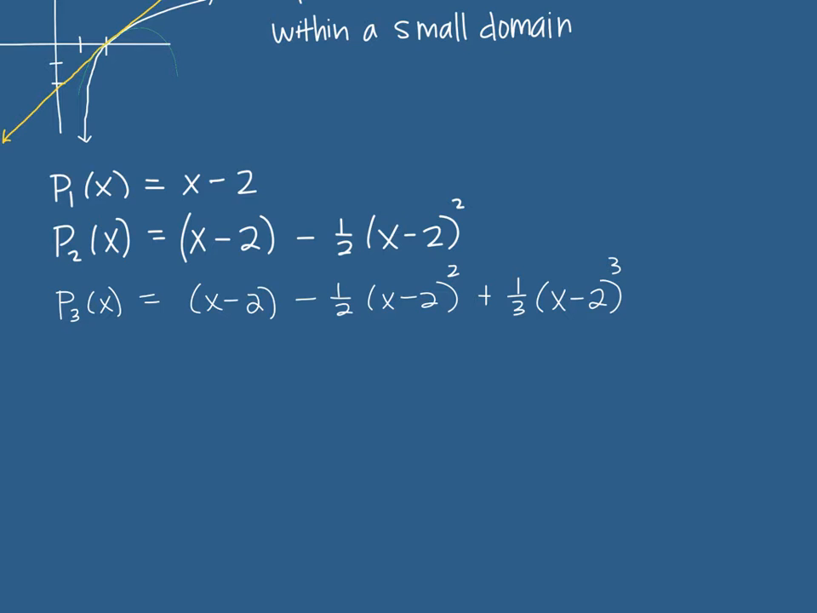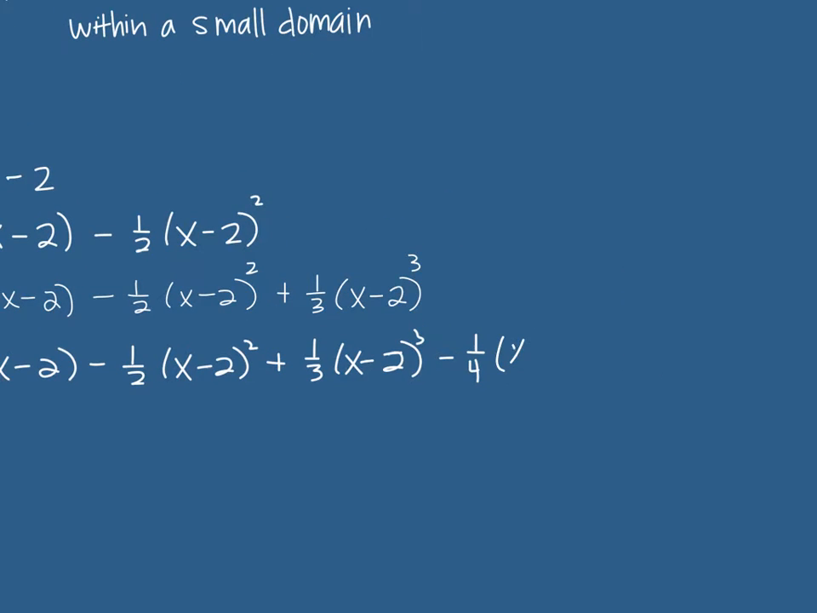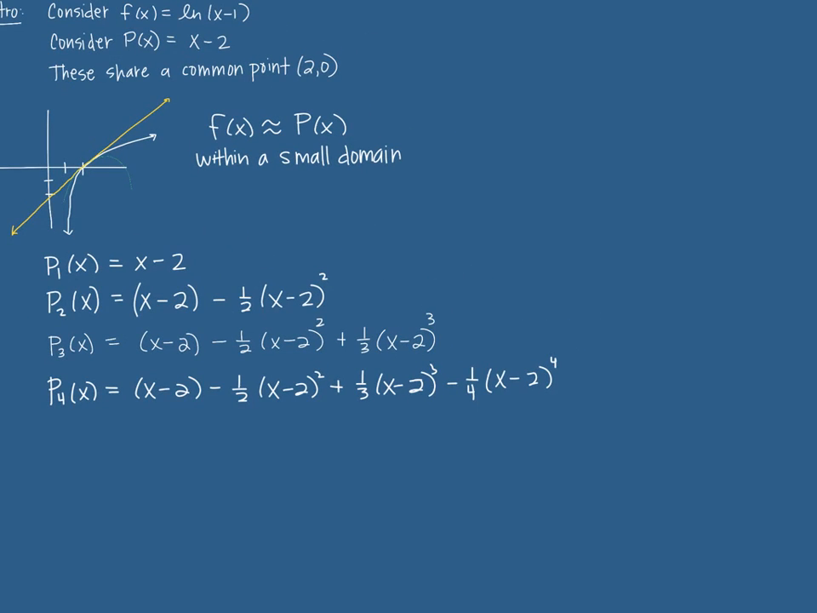Yes? I will teach you why it's not. Okay? It is not. P4: you could probably follow the pattern for this. It's going to be x minus 2 minus half x minus 2 squared plus a third x minus 2 cubed minus a 4th of x minus 2 to the 4th. And that would, again, approximate it even closer.